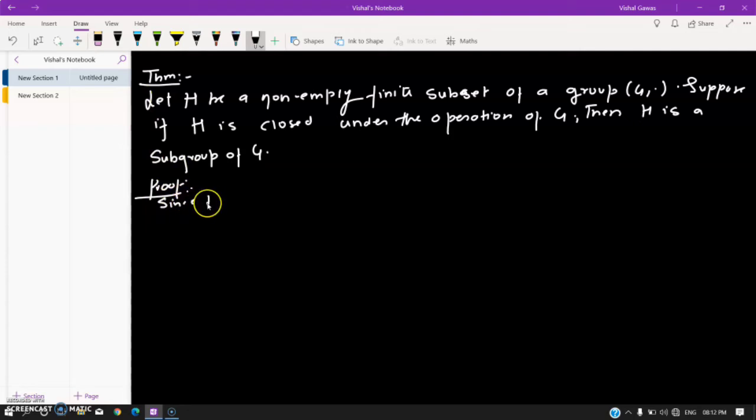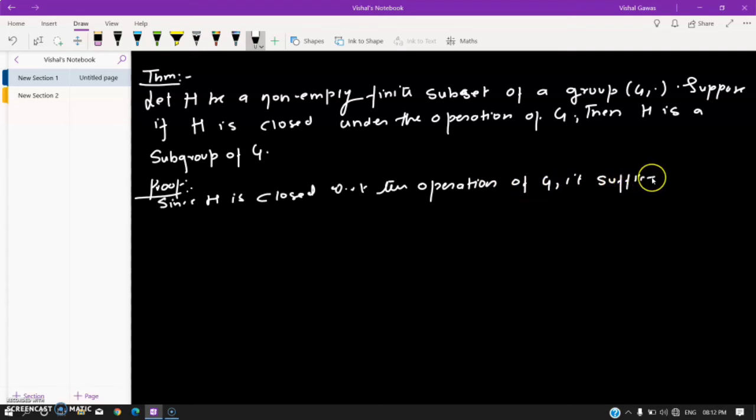Since H is closed with respect to the operation of G, it suffices to show that A inverse belongs to H for every A in H. Right? That's all we've got to show. Okay, all right. So let's look at this one.